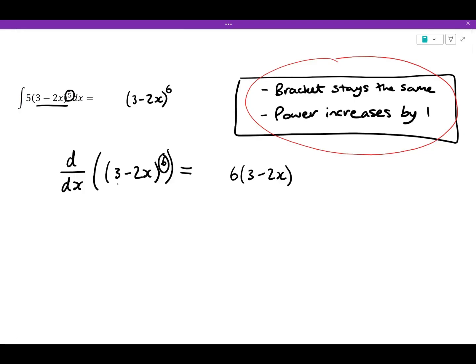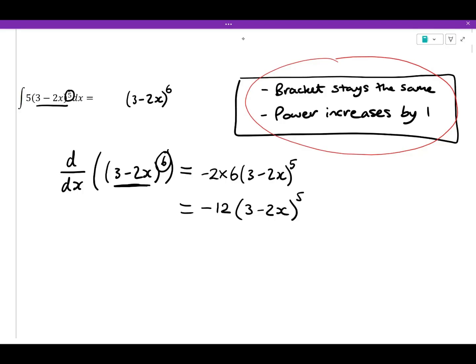I also differentiate what's inside my bracket. So if I differentiate 3 subtract 2x, I get negative 2. And I also need to multiply by that negative 2 like that. And of course, when we differentiate, the power of 6 reduces by 1 to get a power of 5. Now, if we simplify, I get negative 12 multiplied by 3 subtract 2x to the power of 5 like that.